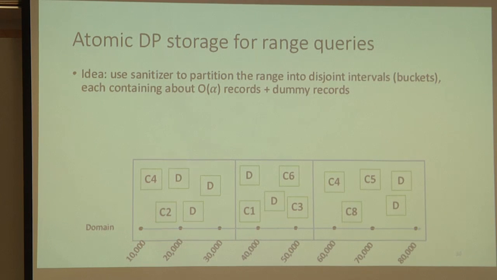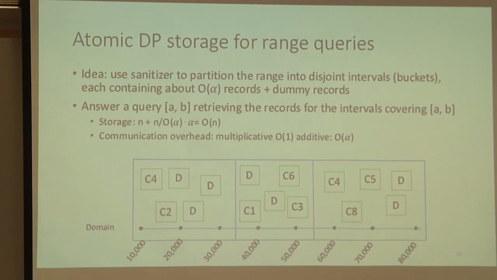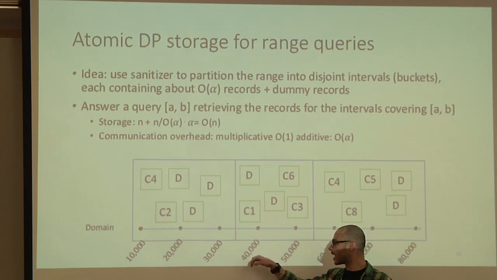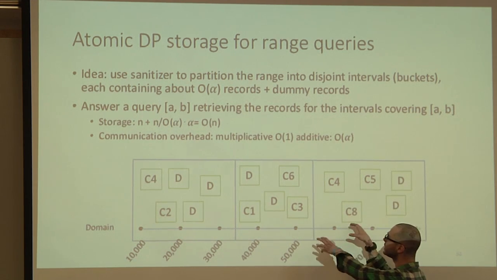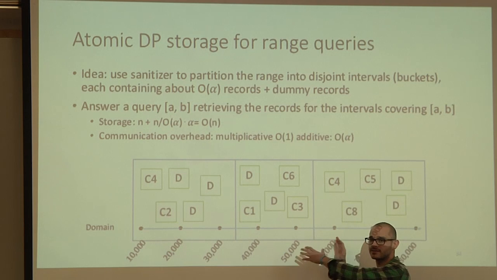Now, we create a structure like that, and each time a query is issued, let's say we want to find the records of the clients that have account balance between 40,000 and 60,000, all we need to do is retrieve the records inside the buckets that cover this range.